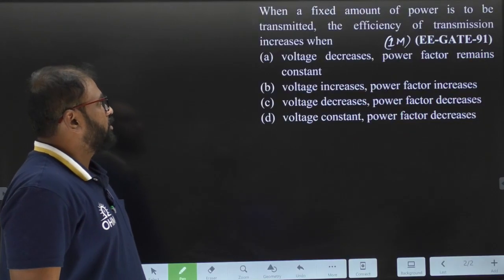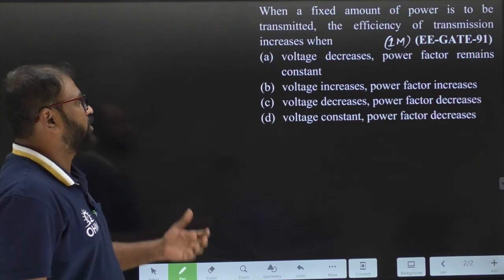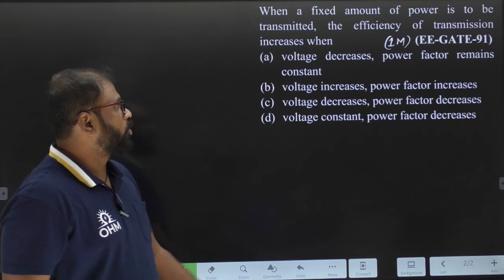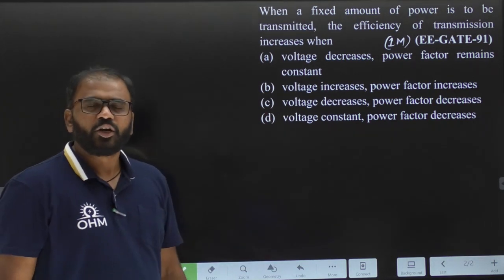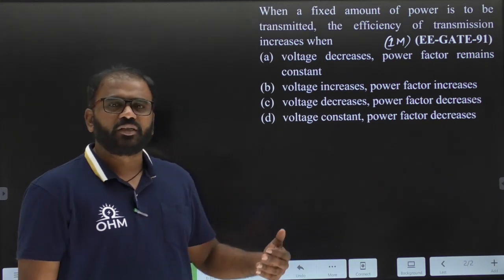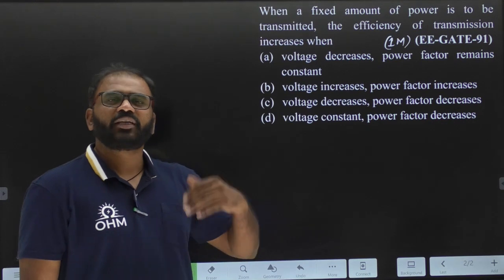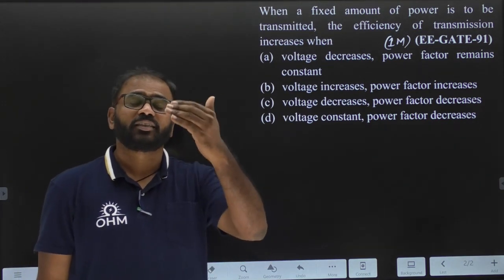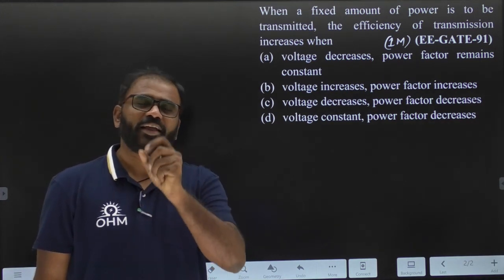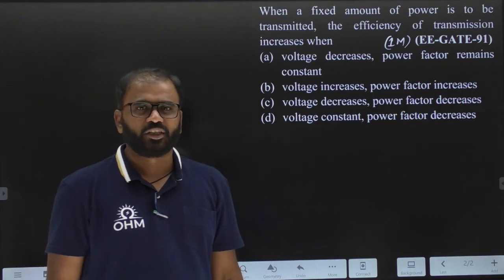In this question it is clearly mentioned, when a fixed amount of power is to be transmitted, the efficiency of transmission increases when, and all the options talk about voltage and power factor. Now we will first try to understand the relation between efficiency with voltage and power factor. Truly speaking, the efficiency increases if losses in the transmission line decrease. So we'll try to understand the relation between losses with power factor and operating voltage of the system.